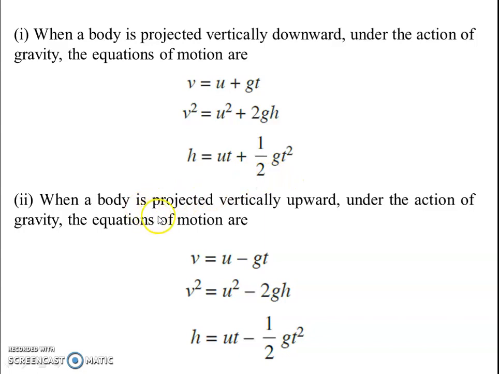half GT square. Also, if the body is moving vertically upwards from the earth surface, then we substitute the acceleration due to gravity as negative. Then the equations become V is equal to U minus GT, V square is equal to U square minus 2GH, and H is equal to UT minus half GT square. This is the only difference between the equations for gravitational force and the equations of rectilinear motion.